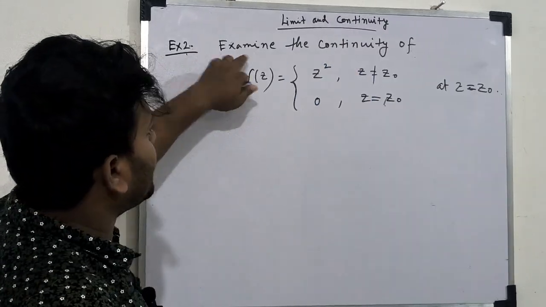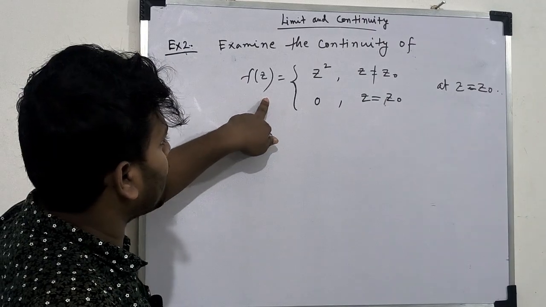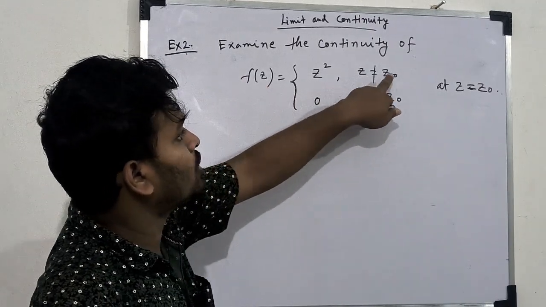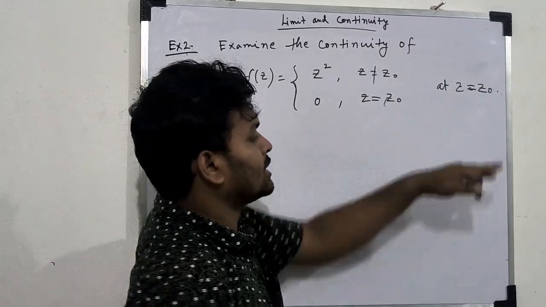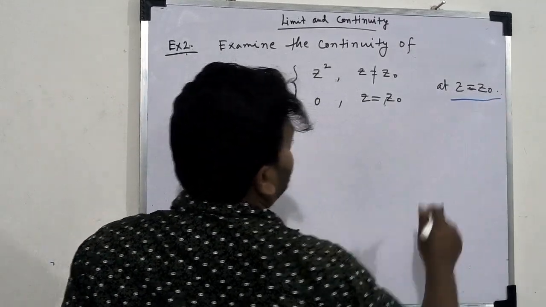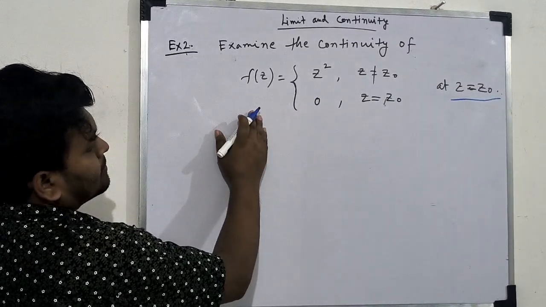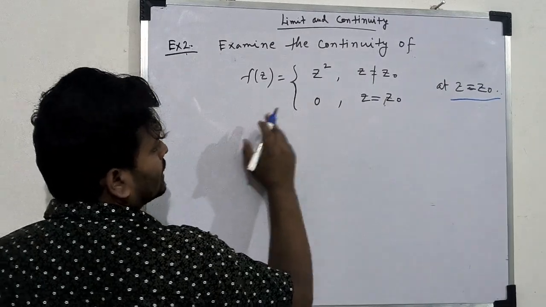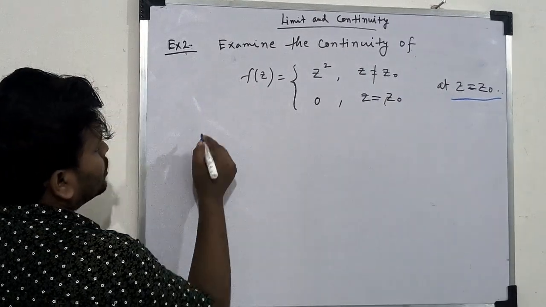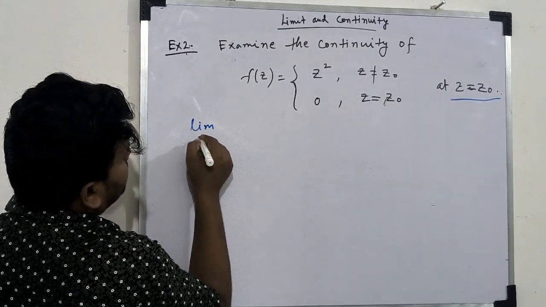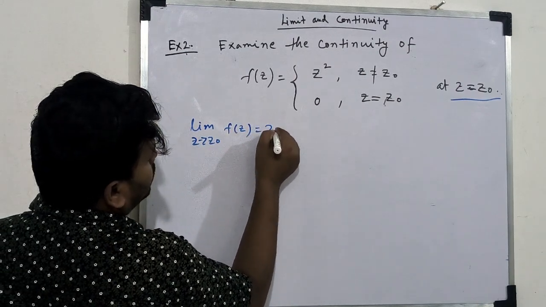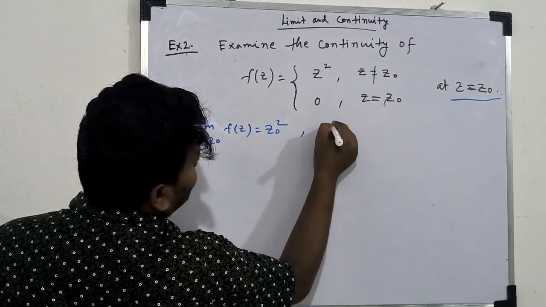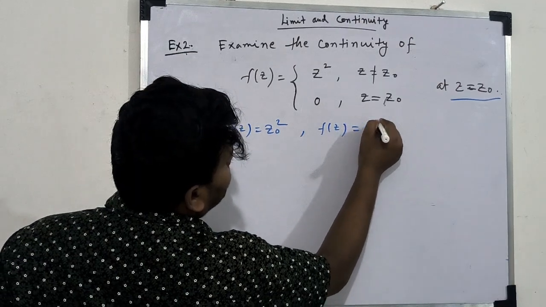Example 2. Examine the continuity of the function f(z) defined as z squared when z is not equal to z0, and 0 when z equals z0, at this point. So we have to examine whether this function is continuous or not at this point. As we know, the limit as z tends to z0 of f(z) equals z0 squared when f(z) equals z squared.